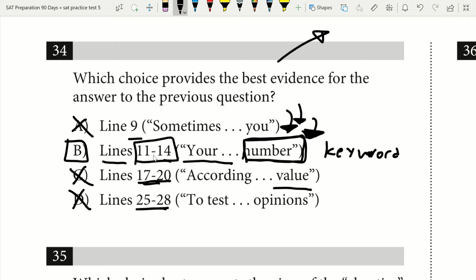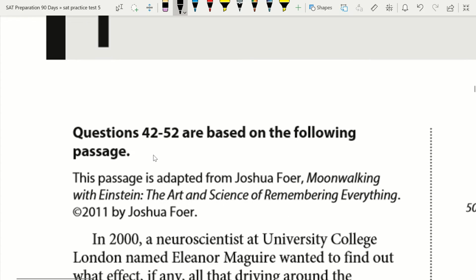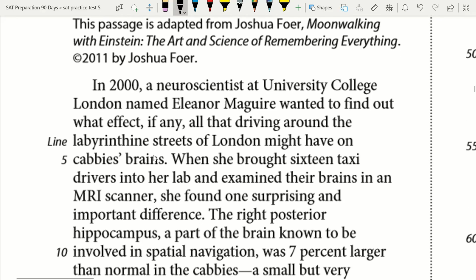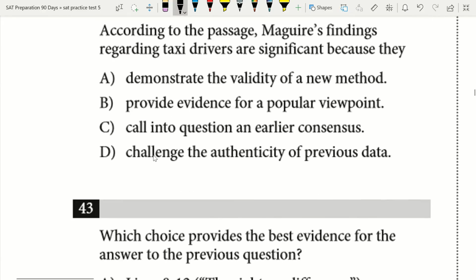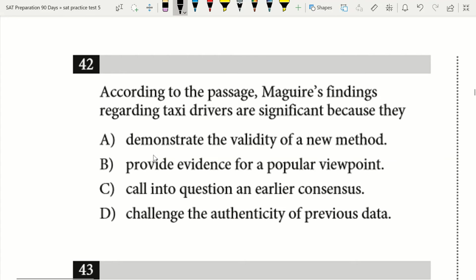All right, now let's go ahead and do another example of this with question 42 and 43. All right, so this is going to be a different passage. This passage is going to be talking about the art and science of remembering everything. Okay, so let's go find our questions. So we got 42 and 43. So once again, I've already read this passage. I'm not going to go through and read it all again for you. I'm just going to give you a summary and try to illustrate this tip as I go through.